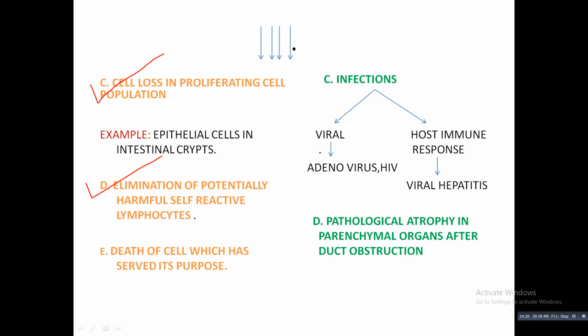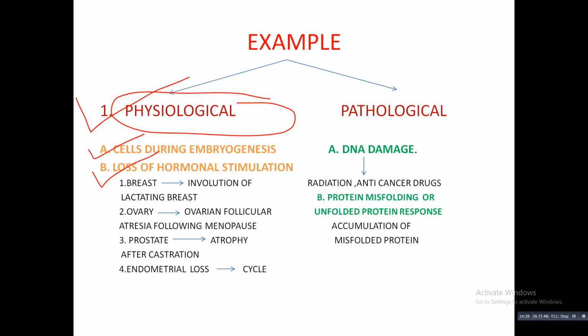Coming to what is called pathological apoptosis. Examples: whenever there is a DNA damage, maybe because of radiation or maybe because of anti-cancer drugs, it can lead to DNA damage and pathological apoptosis. Or whenever there is protein misfolding or unfolded protein response because of accumulation of certain misfolded proteins inside the cell, again an example of pathological apoptosis.